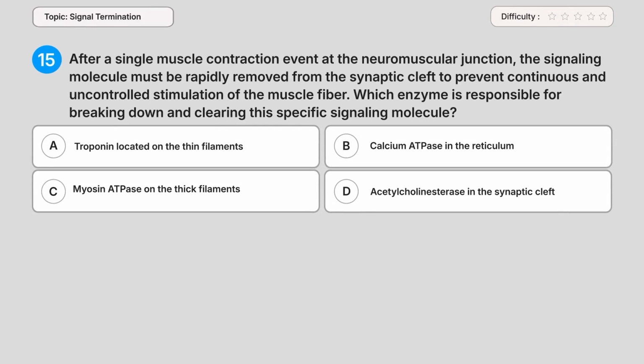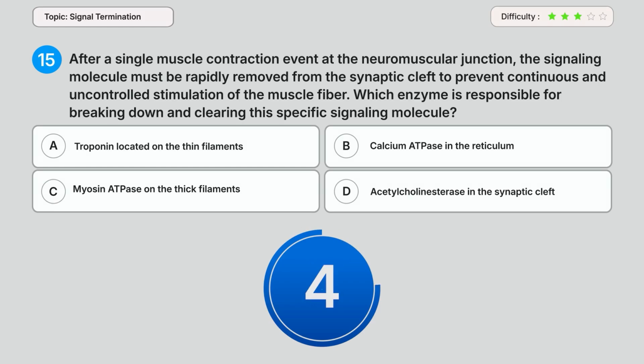15. After a single muscle contraction event at the neuromuscular junction, the signaling molecule must be rapidly removed from the synaptic cleft to prevent continuous and uncontrolled stimulation of the muscle fiber. Which enzyme is responsible for breaking down and clearing this specific signaling molecule? A. Troponin located on the thin filaments. B. Calcium ATPase in the reticulum. C. Myosin ATPase on the thick filaments. D. Acetylcholinesterase in the synaptic cleft.